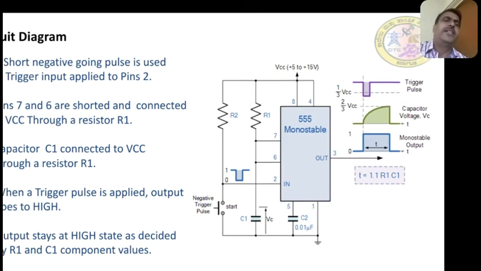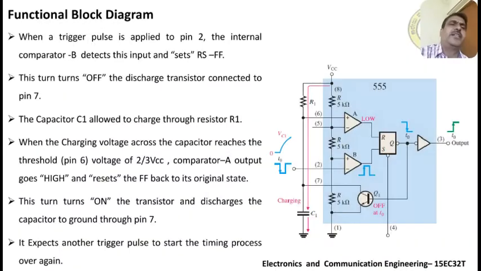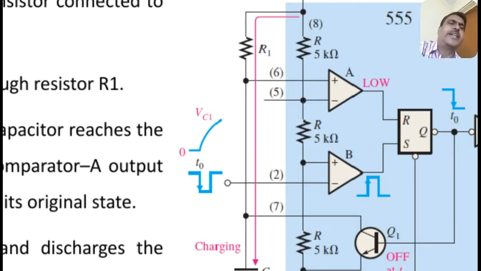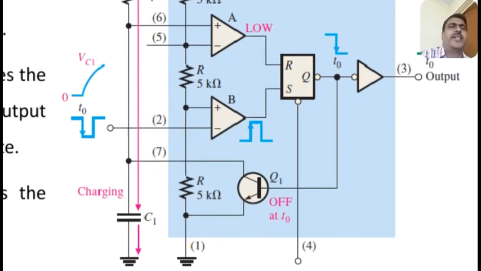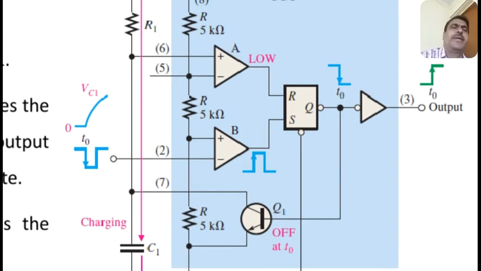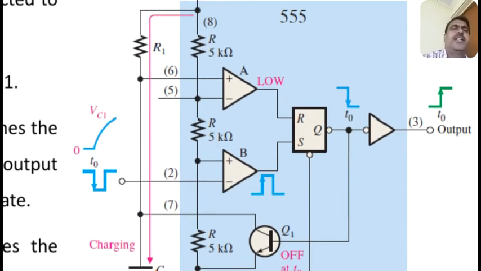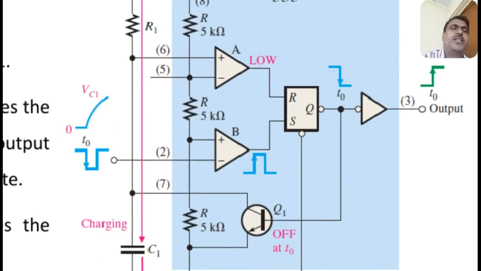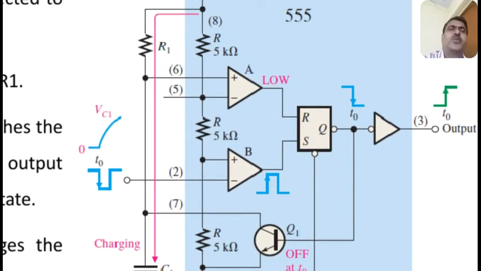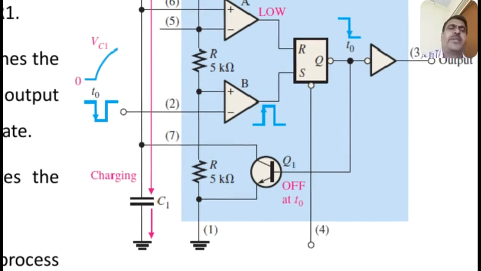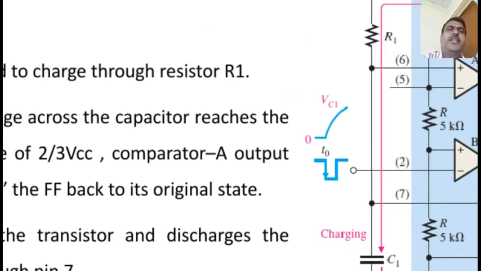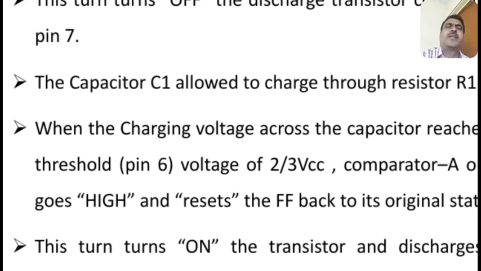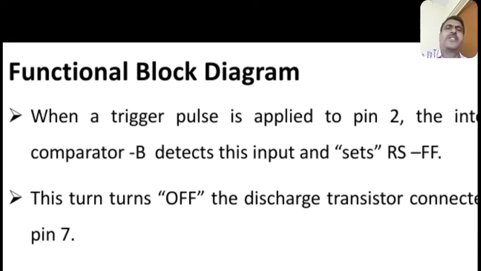Okay, now we'll see the next slide. Here you can see the functional block diagram of the monostable multivibrator. The internal diagram shows all the internal components like the two comparators, RS flip-flop, and the internal three resistors of 5 kilo ohm each. All these are shown here, and also the external connections like R1 and capacitor C1. So here the points are given. The first point we will see now.